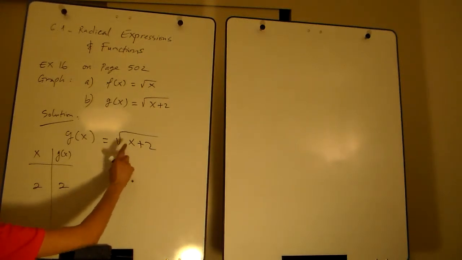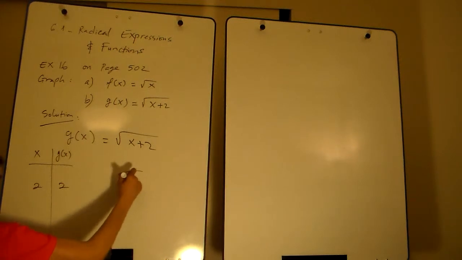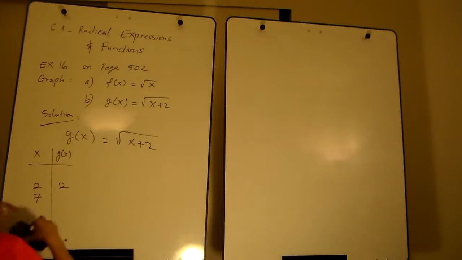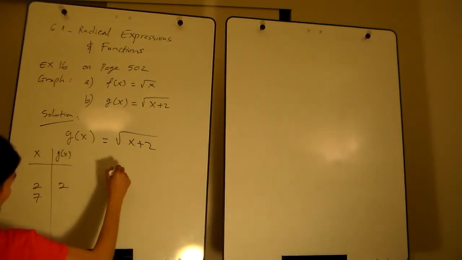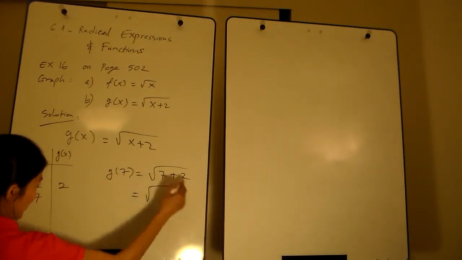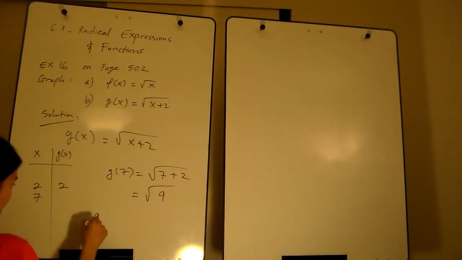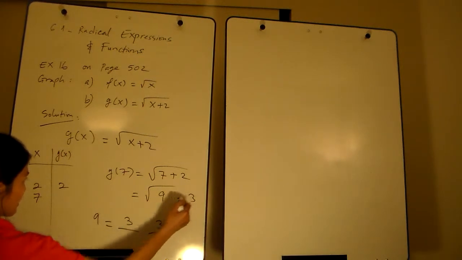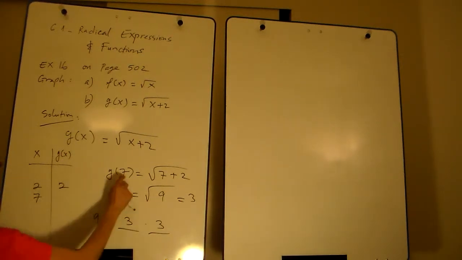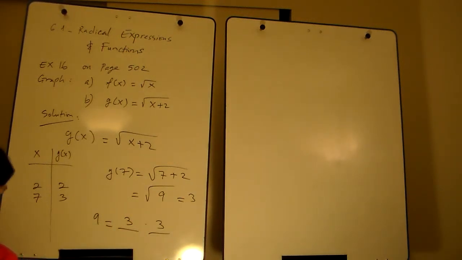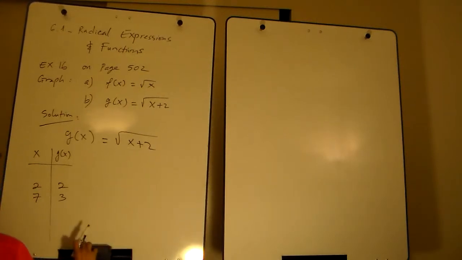Now let's see what else can help. I would think 9. So how do you find the square root of 9? That means x has to be 7, right? When x is 7, 7 plus 2 is 9. Again, 9 is an identical product, 3 times 3, so the square root of 9 is 3. So at x equals 7, g of 7 is 3. I have 2 points so far. You can find one more point.